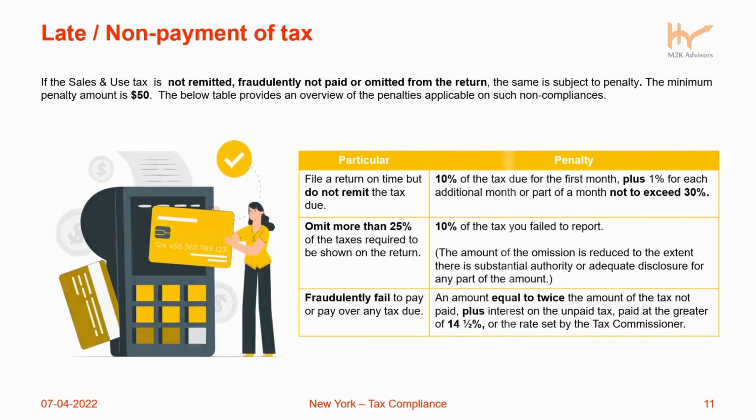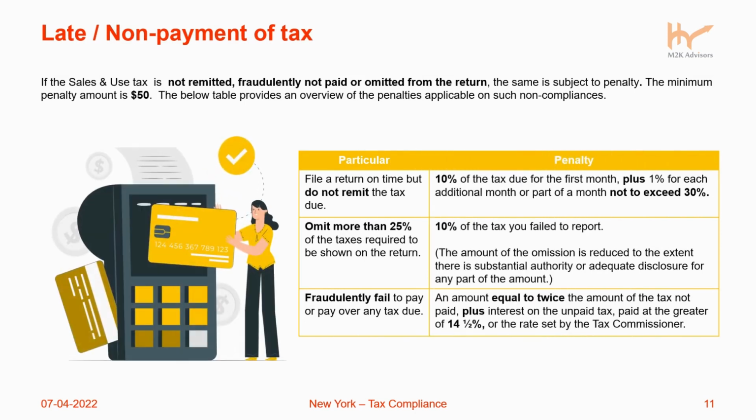Late non-payment of tax. If the sales and use tax is not remitted, fraudulently not paid or omitted from the return, the same is subject to penalty. The minimum penalty amount is $50. The below table provides an overview of the penalties applicable on such non-compliances.